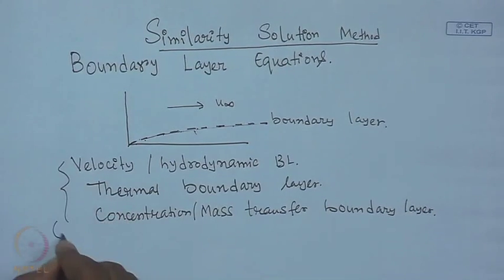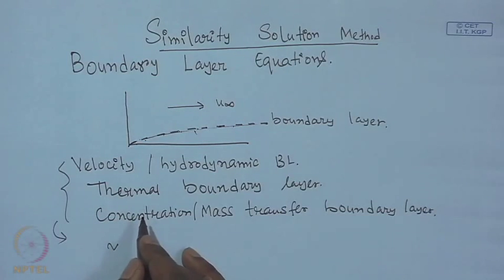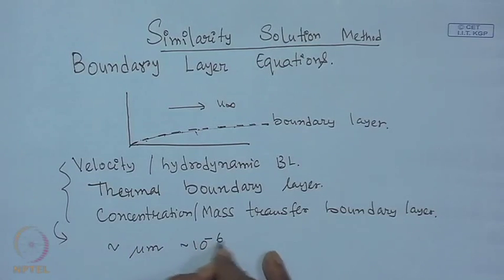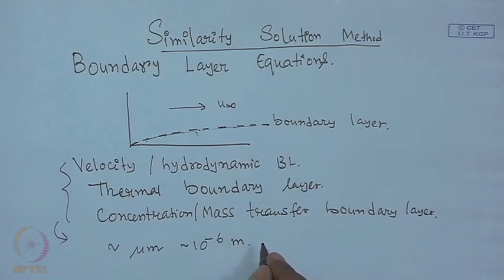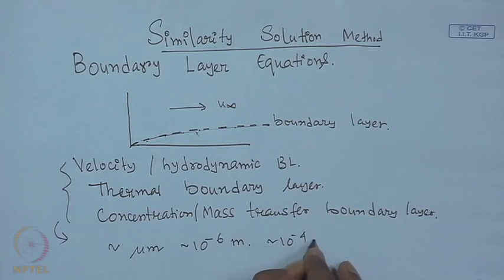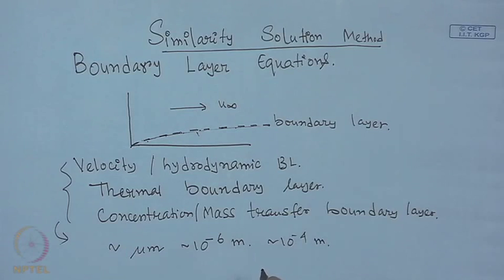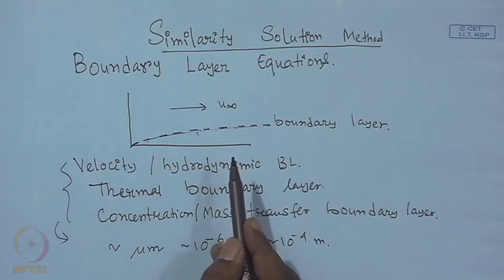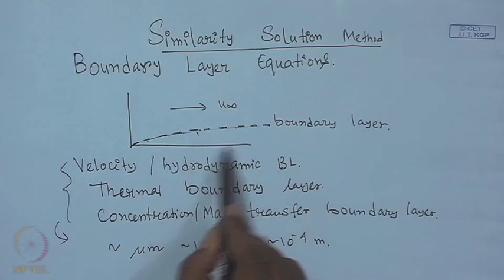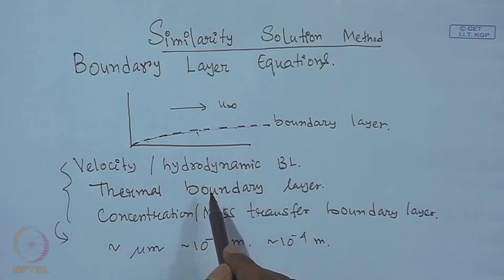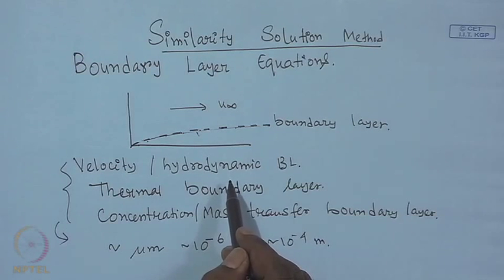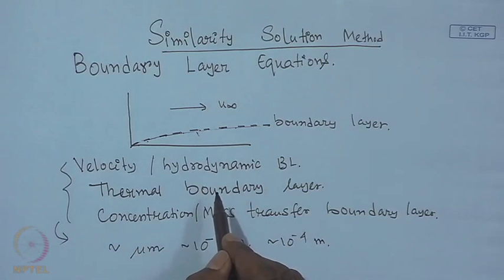The thickness of these boundary layers is typically in the order of a micron, 10 to the power minus 6 meter, or it might be slightly more, 10 to the power minus 4 meter, but not larger than this. But all this momentum transfer, heat transfer and mass transfer occur within this thin boundary layer. That is why boundary layer calculations are quite important in all chemical engineering applications, because heat, mass and momentum are basically getting transported within this thin boundary layer. So, therefore, we do the boundary layer equation.